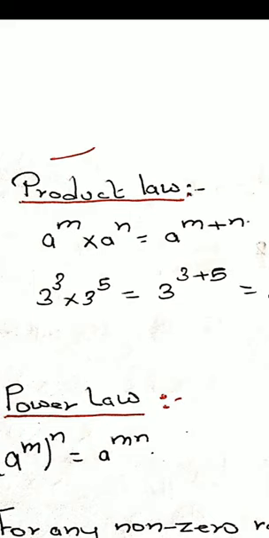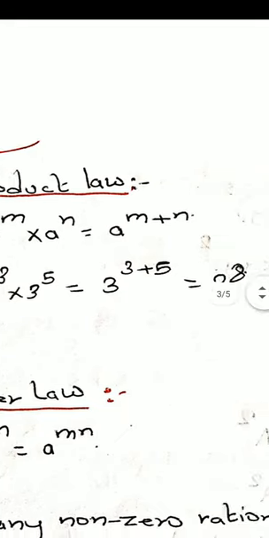Here I'm taking the example of 3 to the power 3 into 3 to the power 5, where the base is 3 in both cases. So using this product law, I can write 3 to the power 3 plus 5. I hope you are clear with this one. So I can write 3 to the power 8.